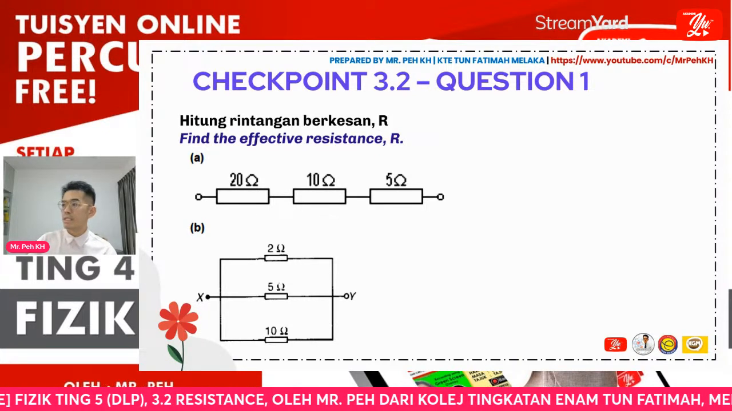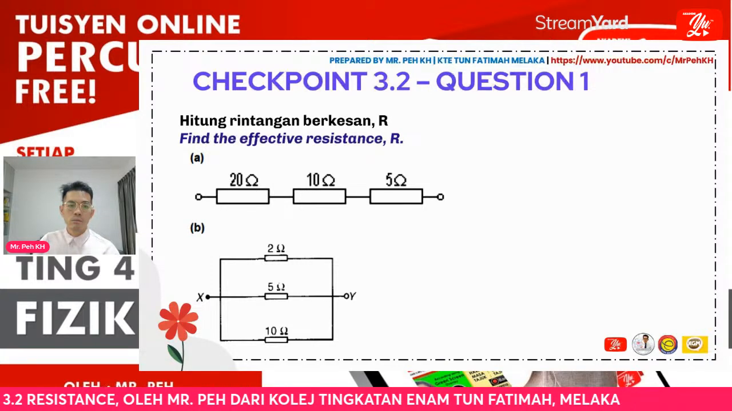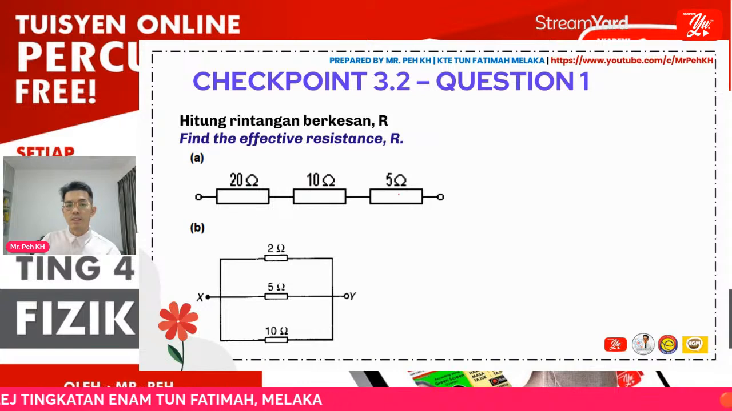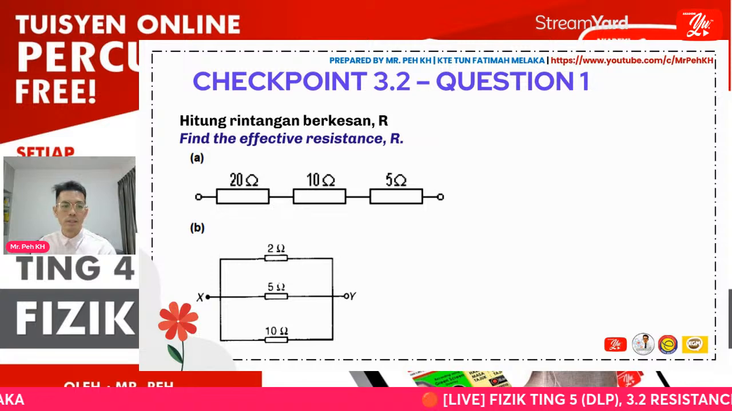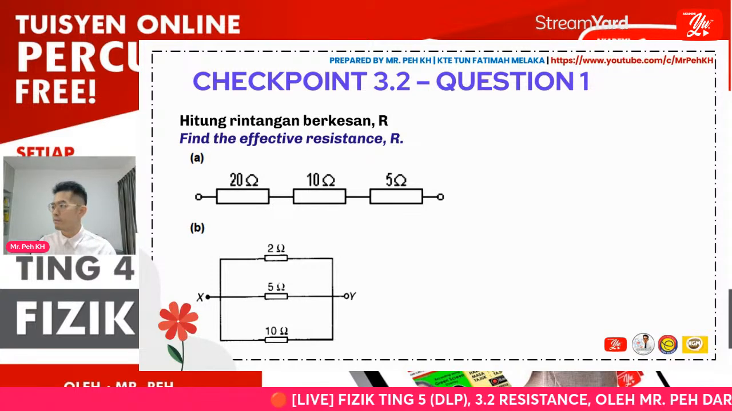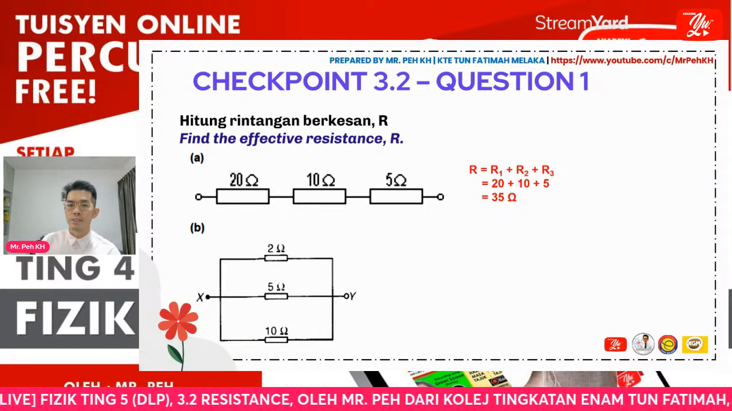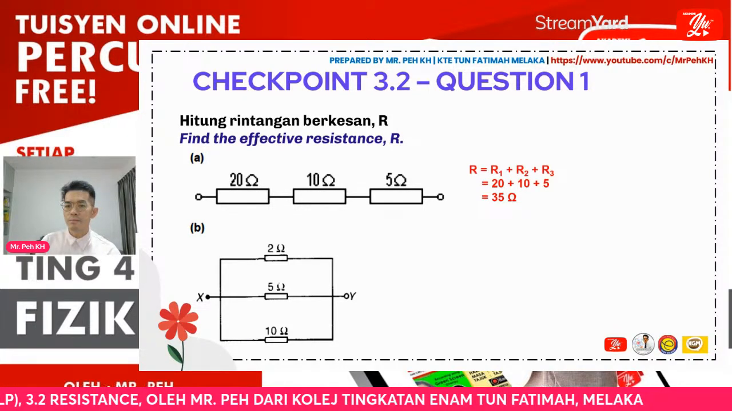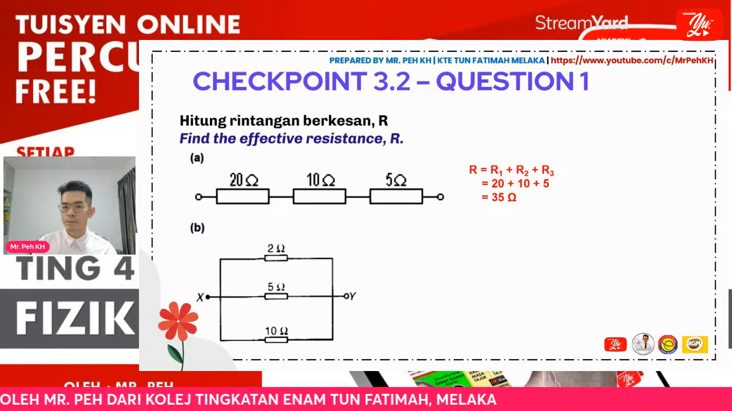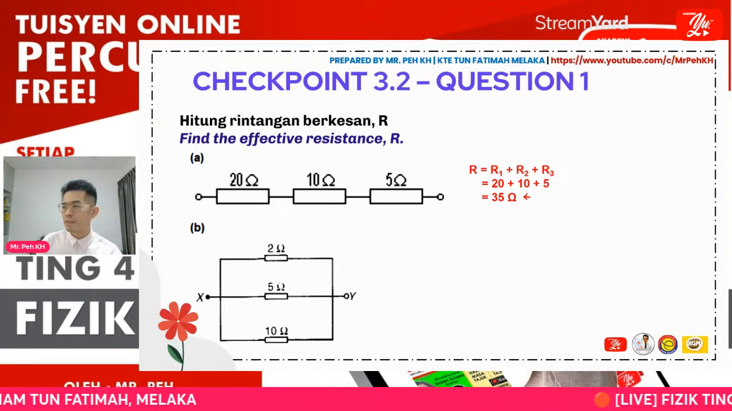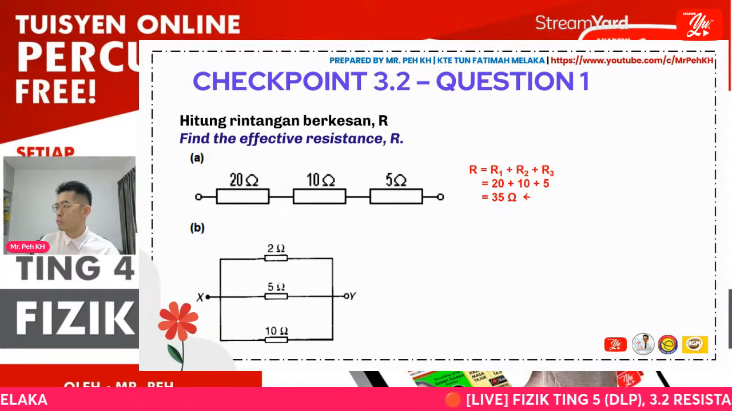Firstly, you have to identify which circuit is for question A. Question A is a series circuit, as you can see all the resistors are connected end to end. So there will be 20, 10 and 5. Very easy, you just add all the resistors: 20 plus 10 plus 5, so you get 35. Remember to give a unit for your answer. Without the unit, even if the value is correct, there will be a deduction of your marks.